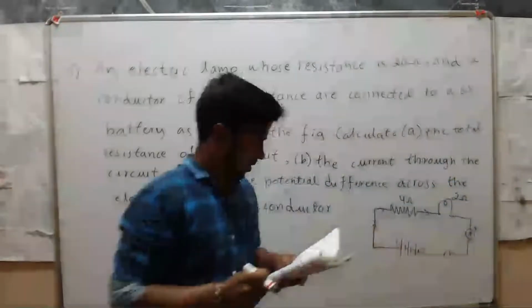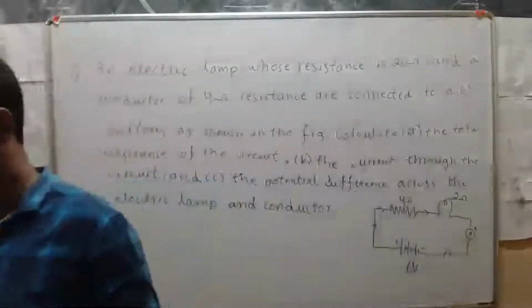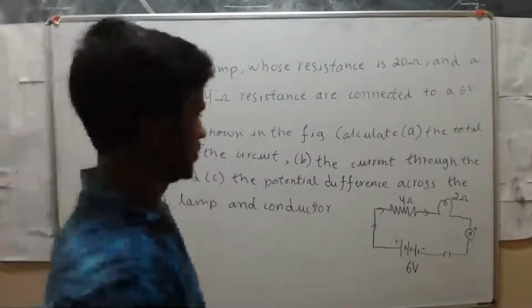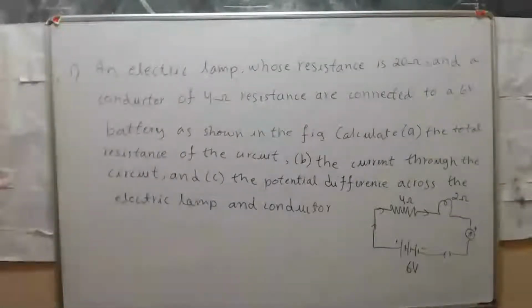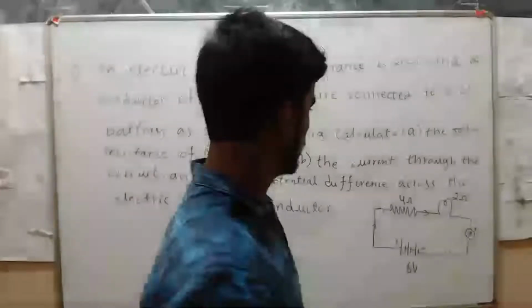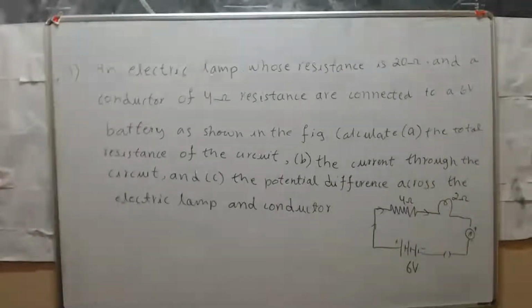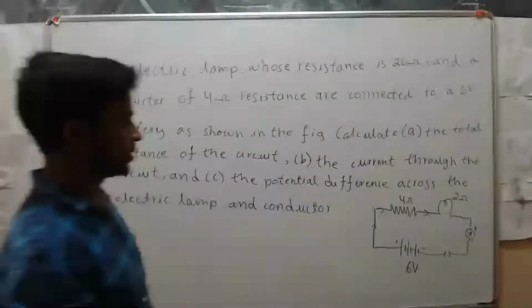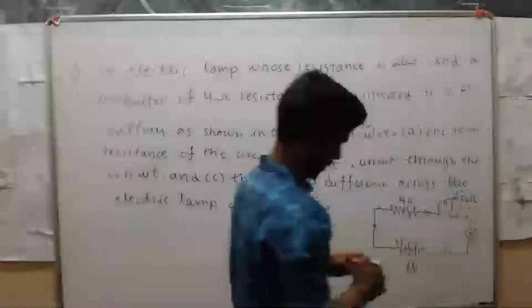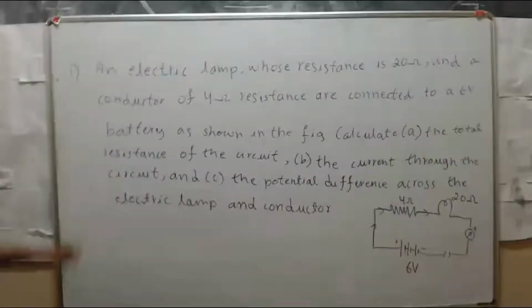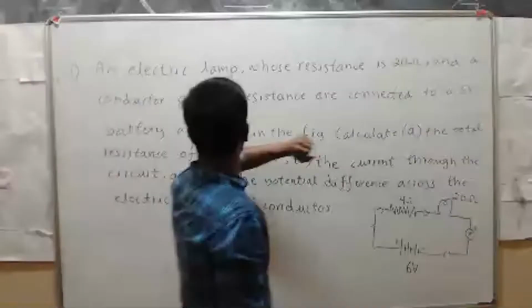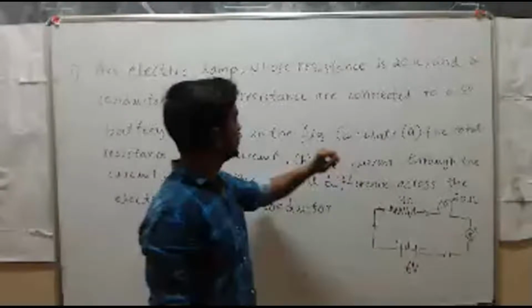See, battery is 6-volt. Here an electric lamp whose resistance is 20 ohm, and the conductor, its resistance is 4 ohm, are connected to a 6-volt battery as shown in the figure. So calculate, first question, the total resistance of the circuit.